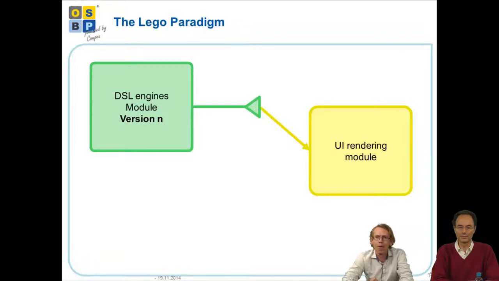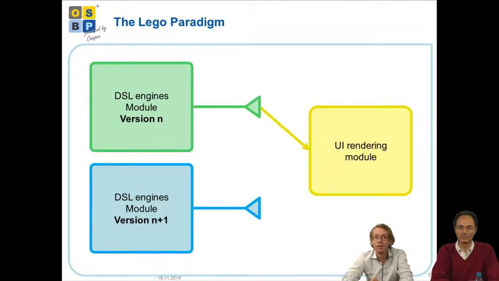If you're talking about life cycles, normally you have to restart your application server if you would like to change anything in it, any logic. In OSGi it's really great. Here we can see the same example as before. We have a DSL engine module version N, and its service is consumed by the UI rendering module.